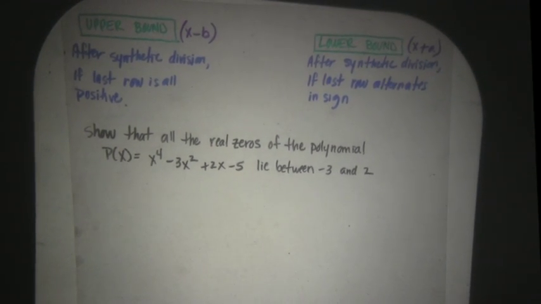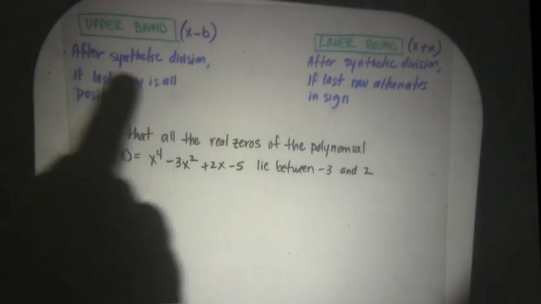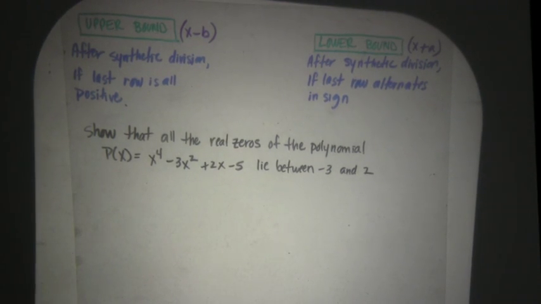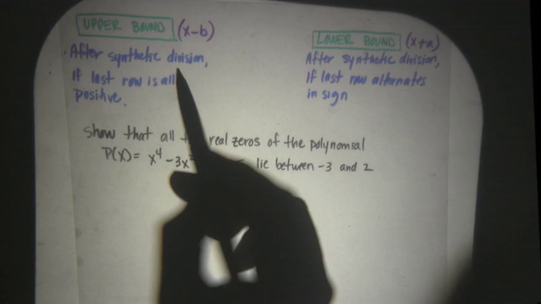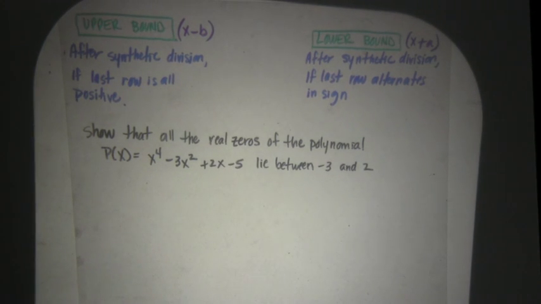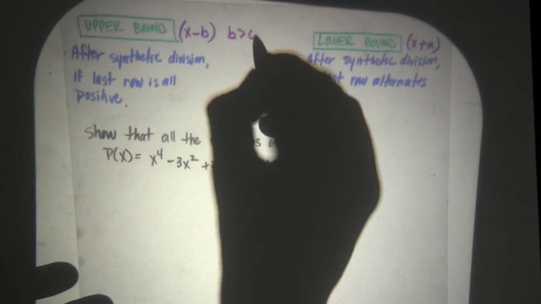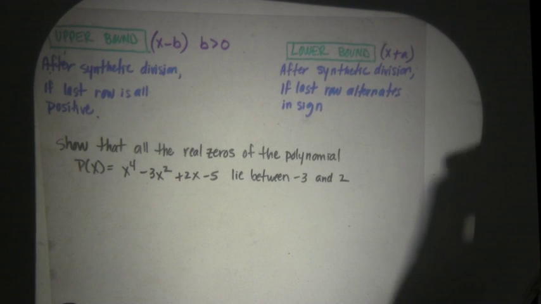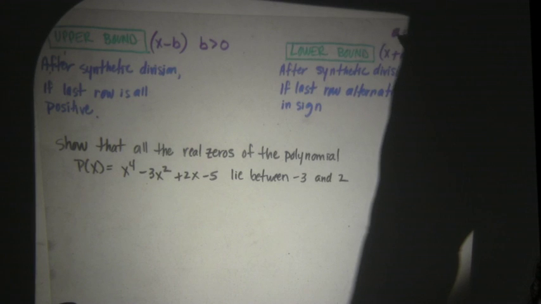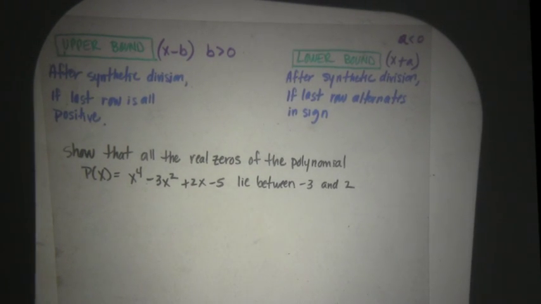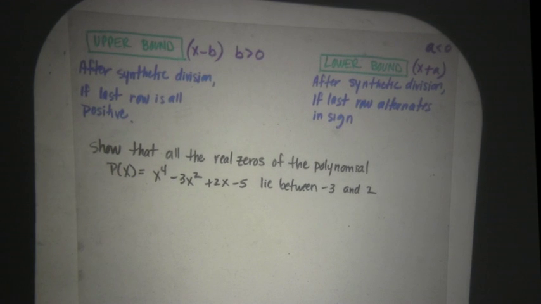All right, so I have paraphrased here what the upper bound and lower bound are. The upper bound says that if you divide, and again, we're going to use synthetic division, by x minus b, I want to point out that when you're doing this, b is greater than 0. And in the other case, for the lower bound, a is less than 0. A is negative in the lower bound case, and it is positive in the upper bound case.